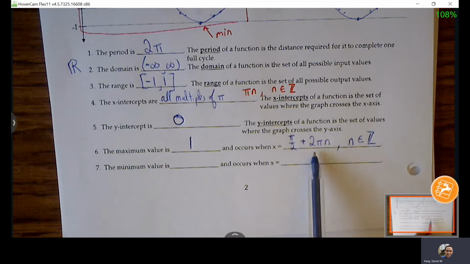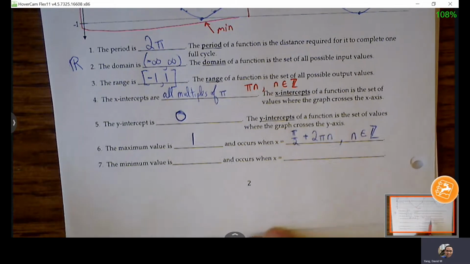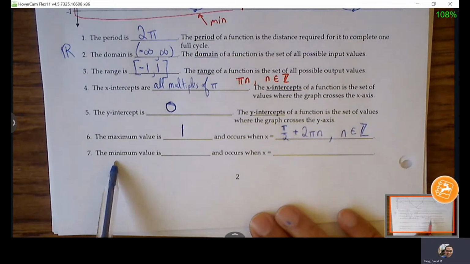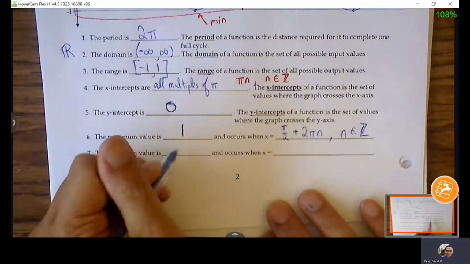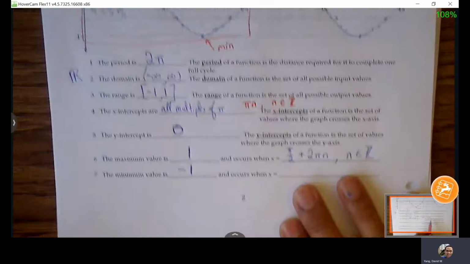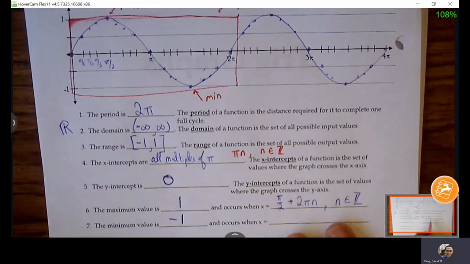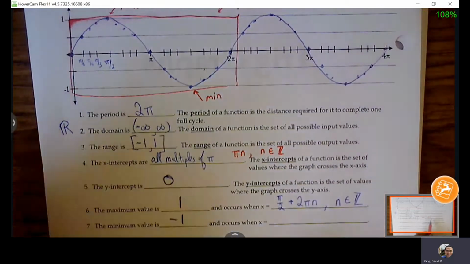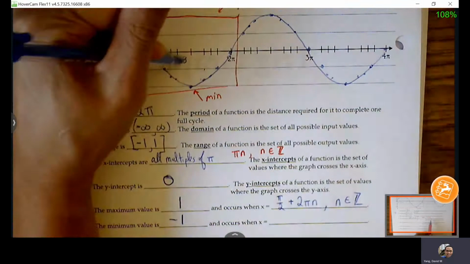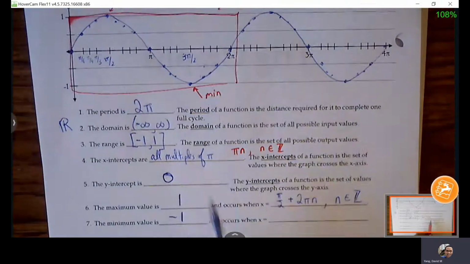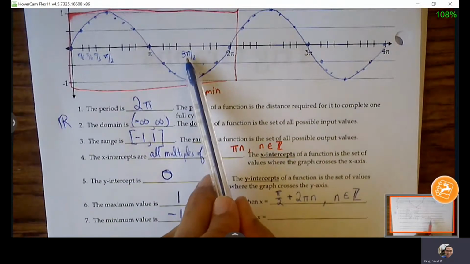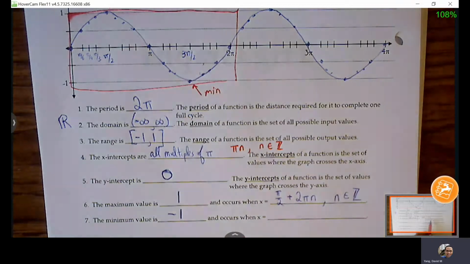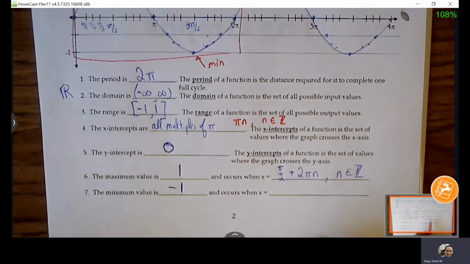Okay, so basically it says every interval of pi over 2, or starting at pi over 2, if we keep incrementing by either 2 pi or negative 2 pi, we're going to hit all the max. Okay, minimum value is -1. And where do you see -1? So similar notation. It's just that we're now starting at 3 pi over 2 and we're incrementing by 2 pi in both directions.